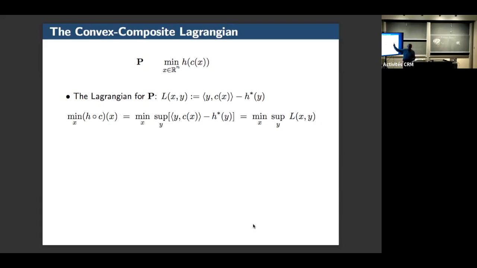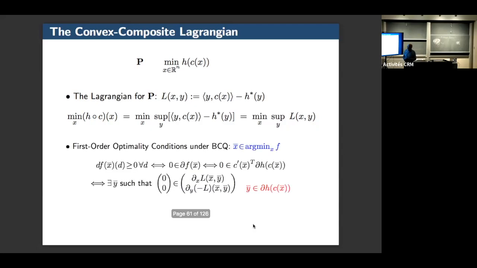And what is the dual problem? Well, you just switch sup and min. And that's the dual problem. Okay, so first order optimality conditions. The subderivative is bigger than or equal to 0, the same as saying, because that's the support function of this set, 0 is in there. It's the same as saying 0 is an element of this.